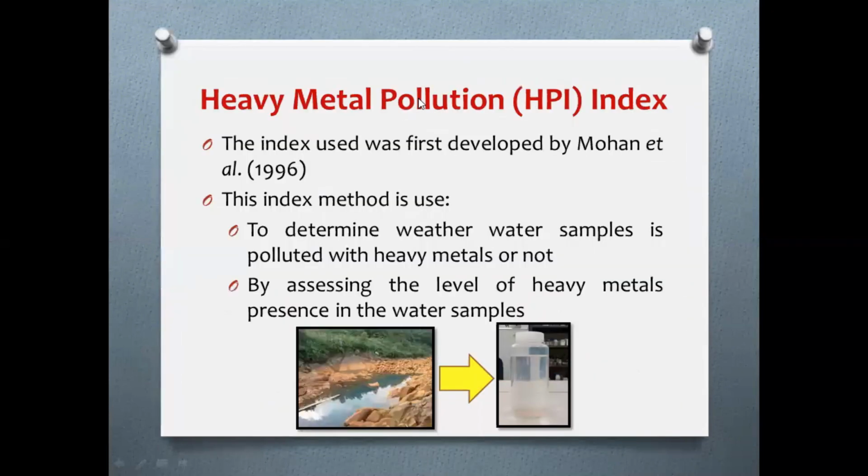This index method was developed by Mohan et al. in the year 1996. The main objective of this index method, right from the time it was developed, was to determine whether any water sample of interest is contaminated or polluted with heavy metals or not.